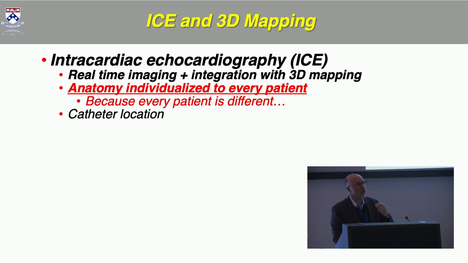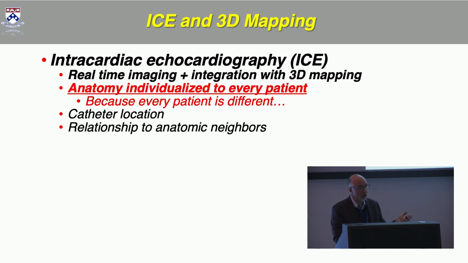And in order to do something in EP, you have to put a catheter in that anatomical structure. So ICE will help you go to that anatomical location. You always want to know who your neighbor is, because that can help you for ablation, but that also can help you prevent complications. So ICE will be very useful for that.